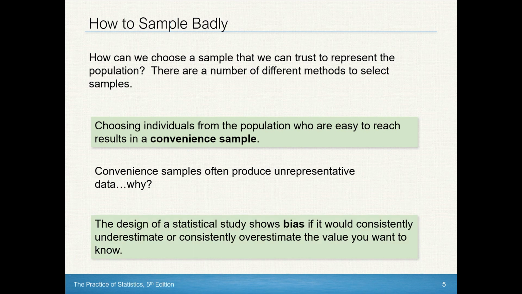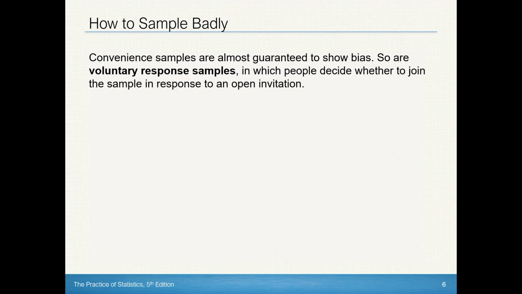The design of a statistical study will show bias if it would consistently underestimate or overestimate the value you want to know. I like to say it like this. Bias is a systematic favoring of a certain outcome. Now, bias doesn't have to mean that you did it intentionally. It may be an unaware bias, but the method, the system, the methodology is what's causing the problem here. Convenience samples are almost guaranteed to show bias.